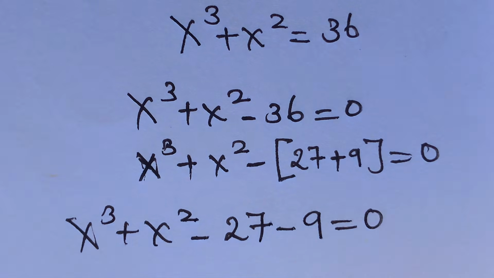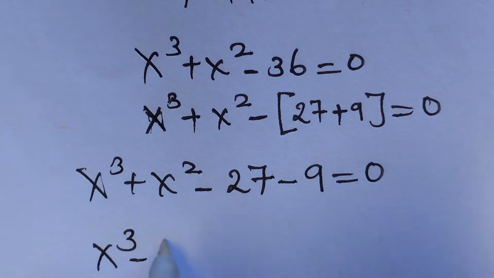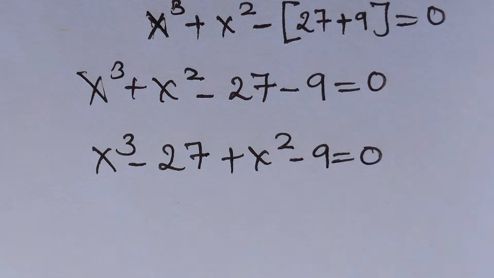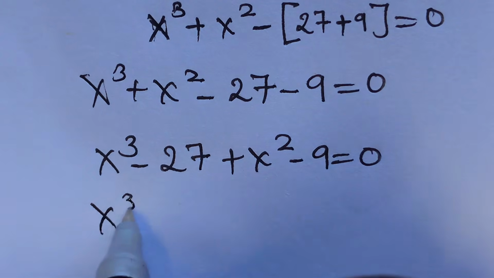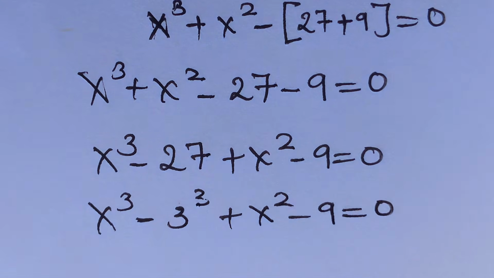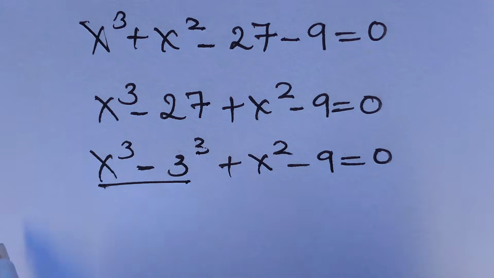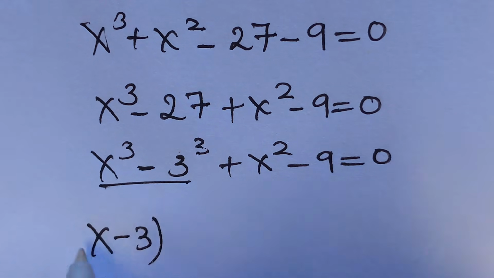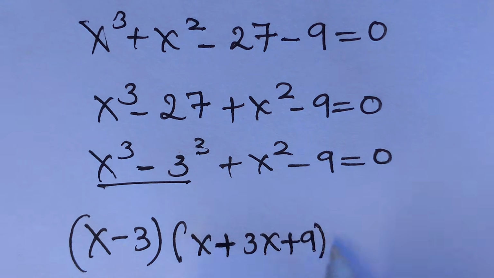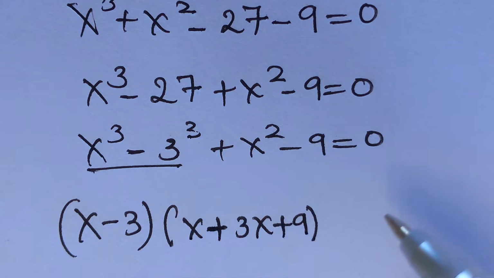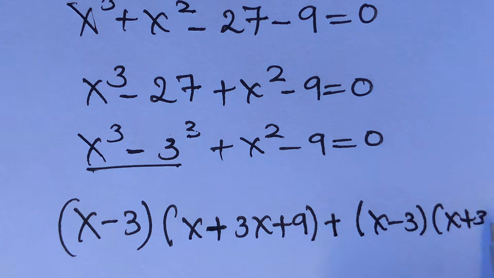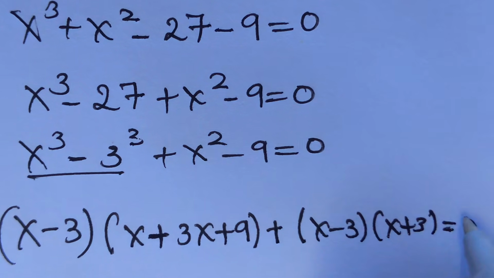This is x cubed minus 27 plus x squared minus 9 equals 0, and this 27 can be written as 3 cubed, so x cubed minus 3 cubed plus x squared minus 9 equals 0. This can be written as (x minus 3)(x squared plus 3x plus 9), and x squared minus 9 is the difference of two squares, which is (x minus 3)(x plus 3). Then this equals 0.